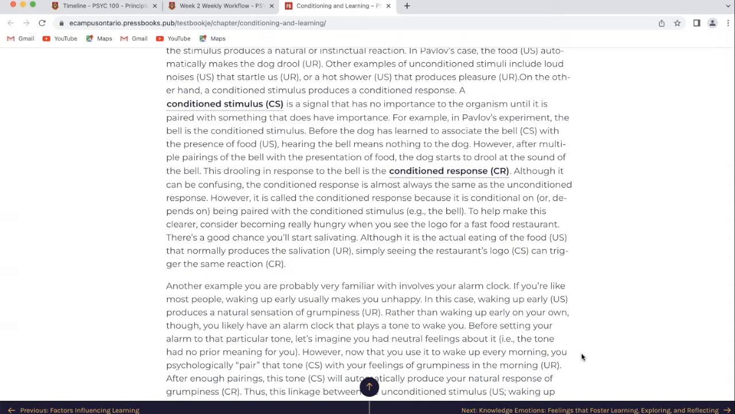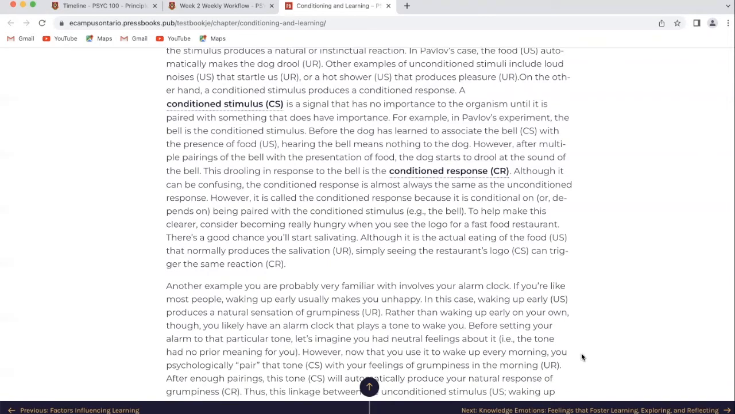However, after multiple pairings of the bell with the presentation of food, the dog starts to drool at the sound of the bell. This drooling in response to the bell is the conditioned response. Although it can be confusing, the conditioned response is almost always the same as the unconditioned response. However, it is called the conditioned response because it is conditional on, or depends on, being paired with the conditioned stimulus, for example, the bell.